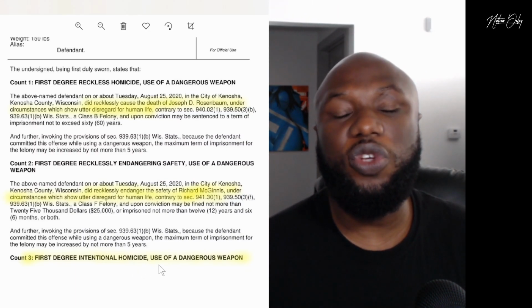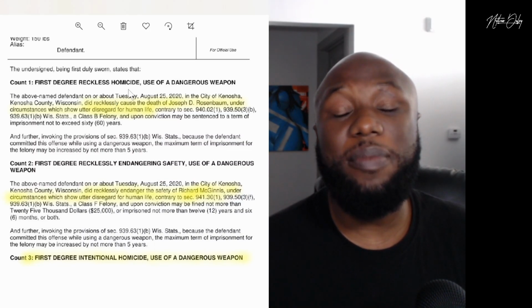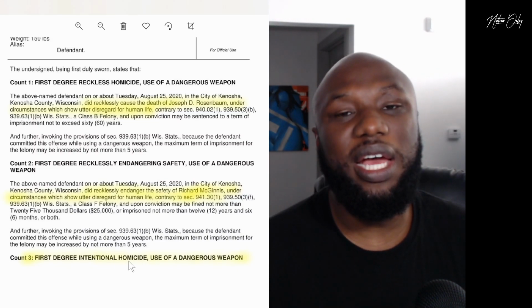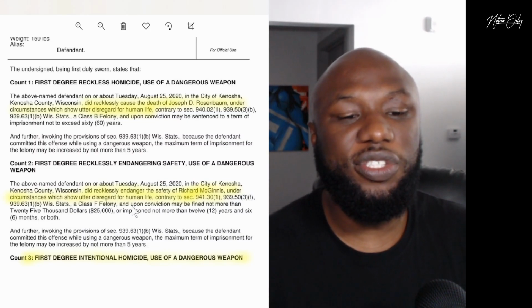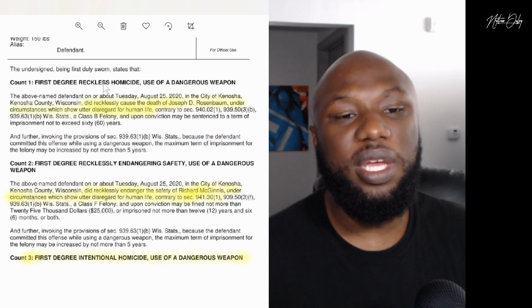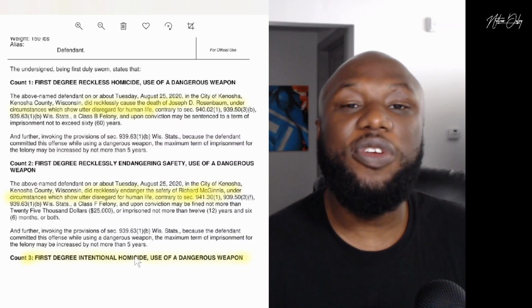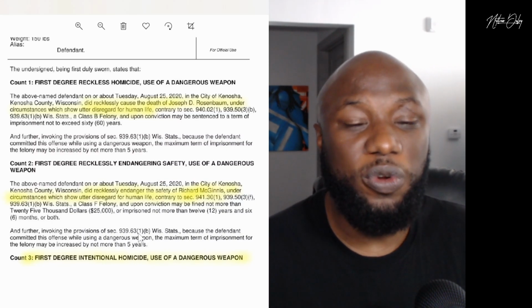All right, so let's go to count three, which is first degree intentional homicide, use of a dangerous weapon. Count three is a totally different charge than count one. Count one is reckless homicide, and count three is intentional homicide. So I want to point out there are two unique distinctions with count three versus count one. Again, you guys, words matter. Words are very crucial in law.